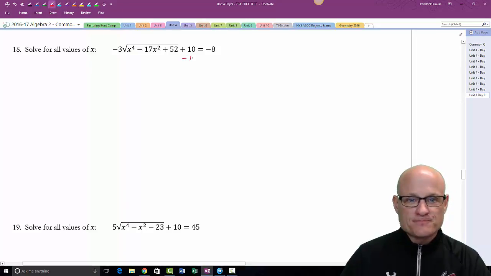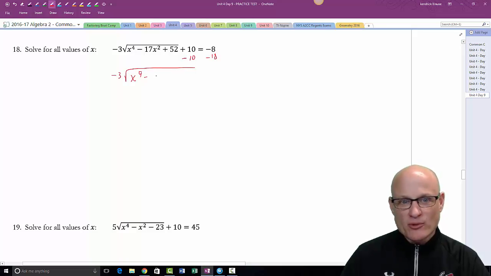We're going to subtract 10. So I get negative 3 square roots of all this. My 4s are terrible, aren't they?